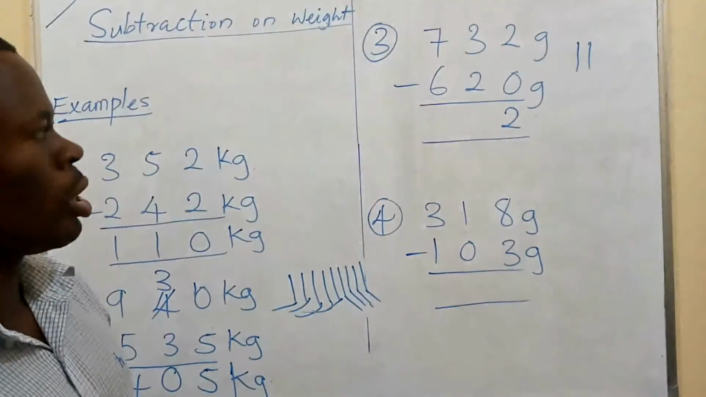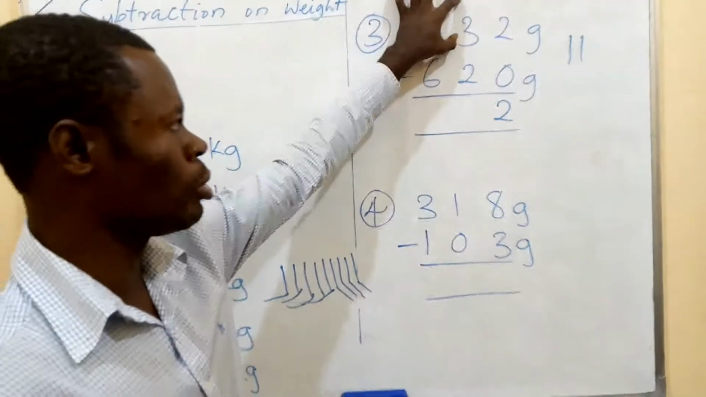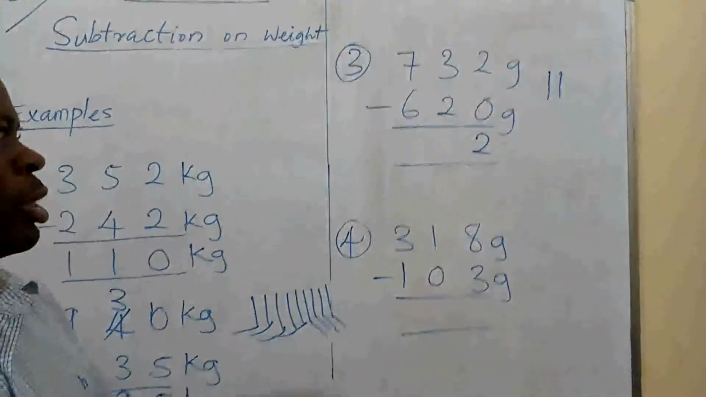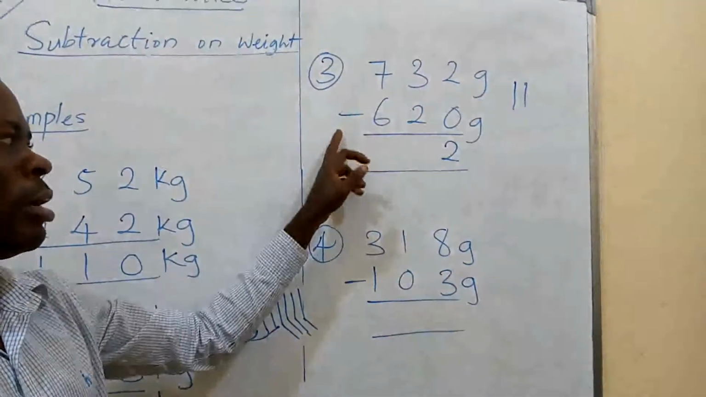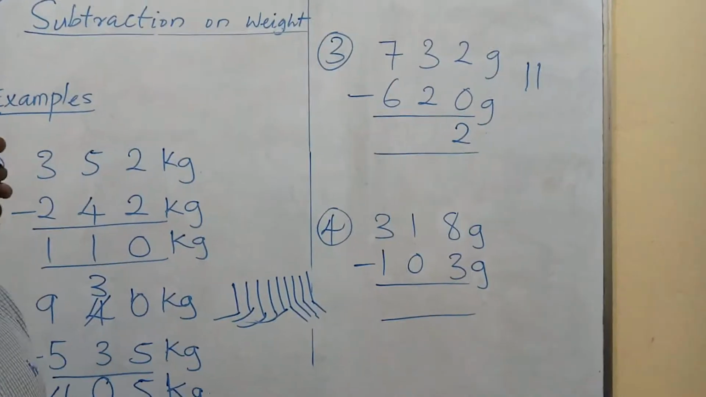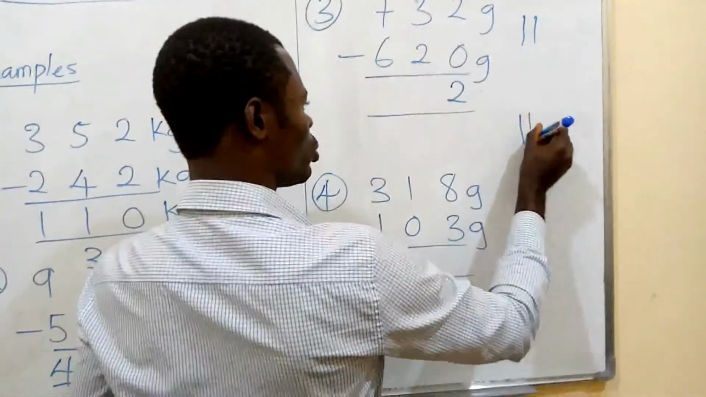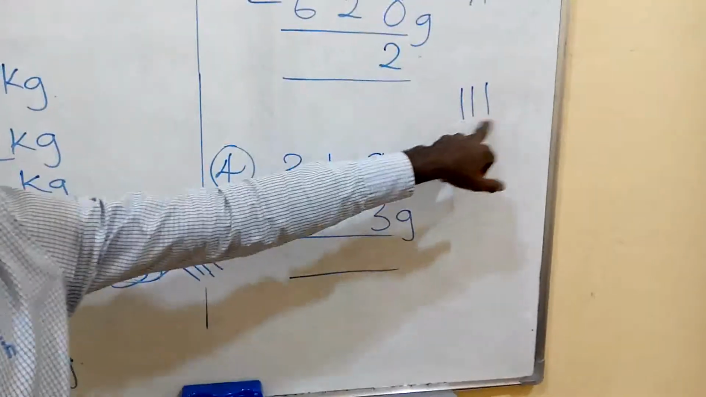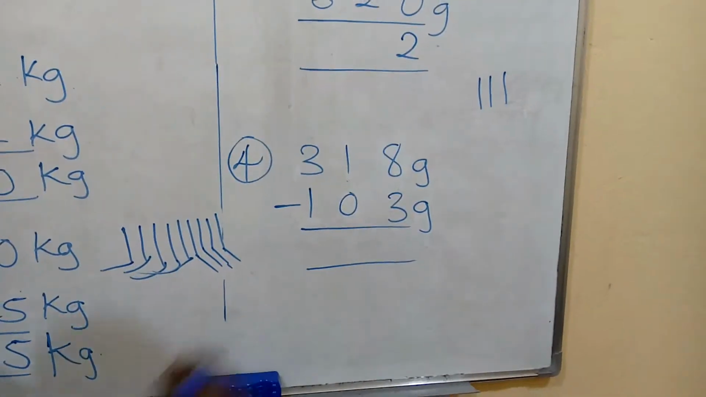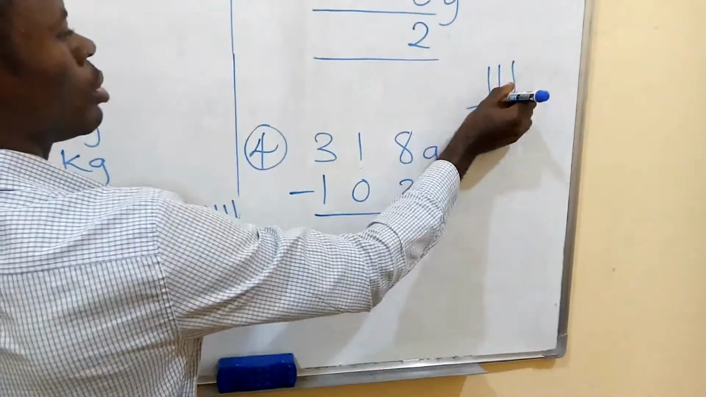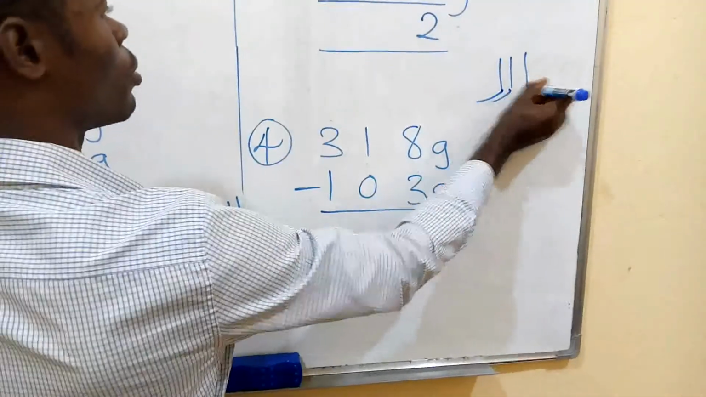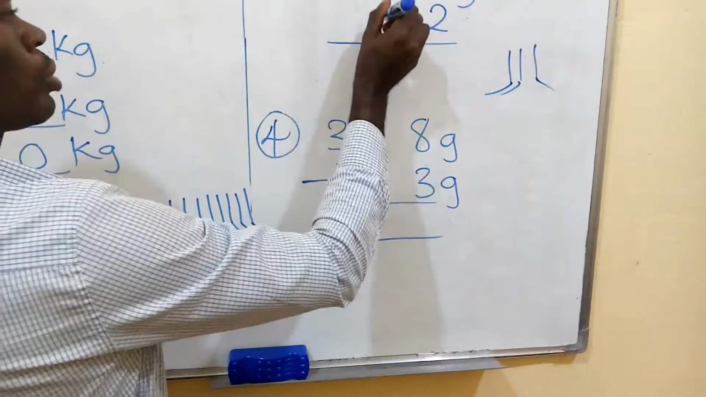And so on. Next we are going to look at the tens column. We have the 3 minus 2. So we are going to count 3 and take away 2. 1, 2, 3. So we are going to take away 2. 1, 2. So what's left? 1. So 3 minus 2 is what? 1.